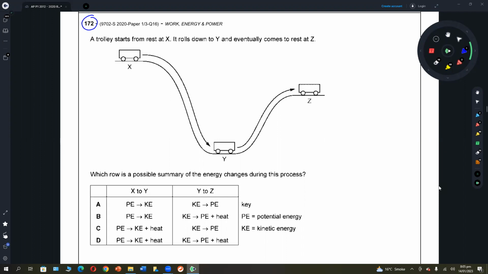See, when something is coming down, its kinetic energy increases and potential energy decreases. And when something goes up, its potential increases while kinetic decreases. The difference in level is visible here. There is a slight difference in the positions of X and Y, a difference in height. So we can see from there. Keep the question in front of you and read it.